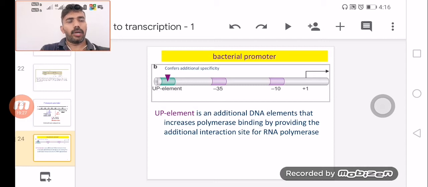Here is another look at the bacterial promoter. You can see the +1 site, the -10 and -35, and another additional element called the UP element, which is an additional DNA element that increases polymerase binding by providing an additional interaction site for the RNA polymerase. The alpha subunit of the RNA polymerase interacts with the UP element, and the sigma factor usually interacts with the -10 and -35 regions.